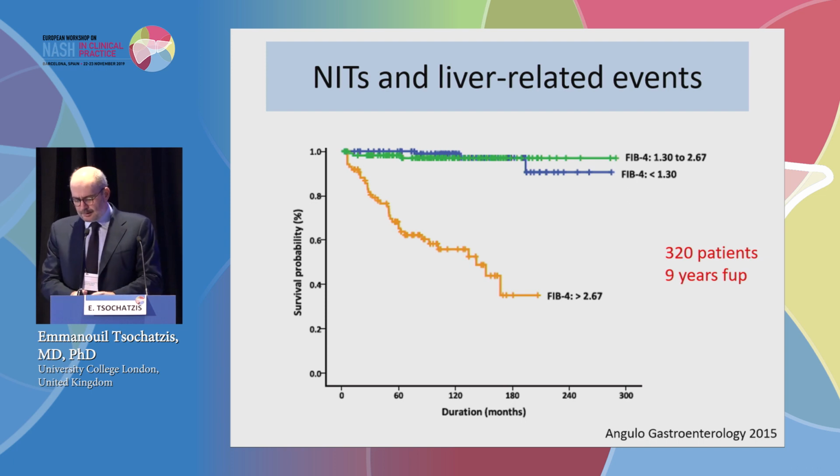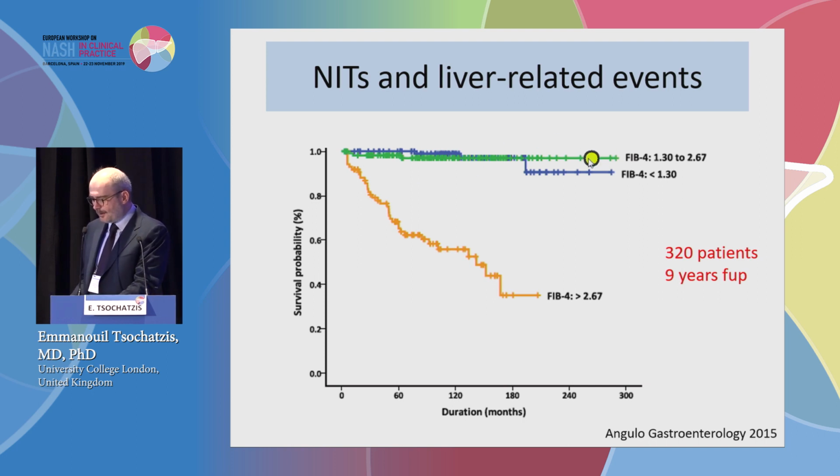We can predict liver-related events using simple fibrosis markers. This is again from the United States, 300 patients, 10 years of follow-up. And by using a very simple test, FIB4, you can actually gain very significant prognostic information. You can see that patients with a low FIB4, over a period of 10 years, do not develop liver-related events. So this is something that everyone can use in his or her practice, not only to select patients, but to get an idea of risk.